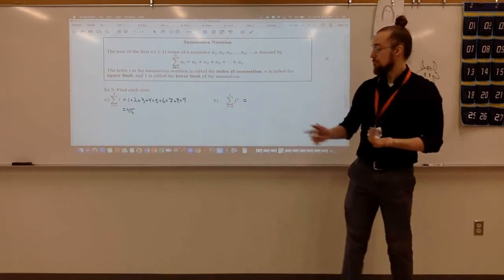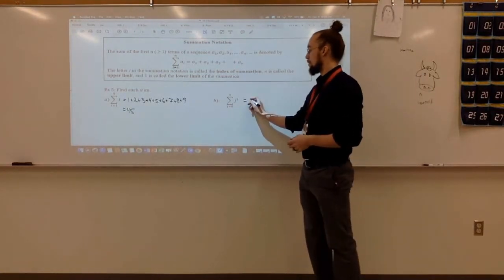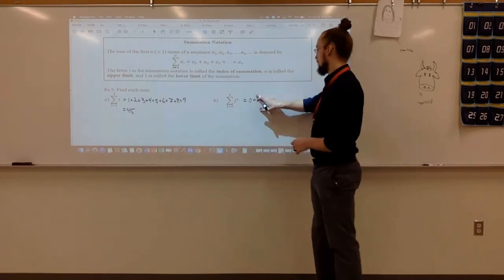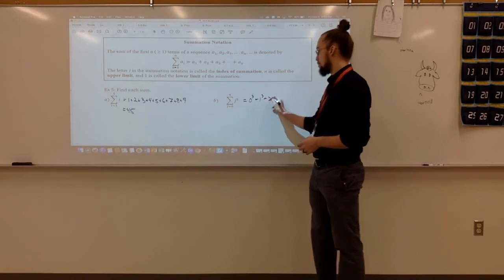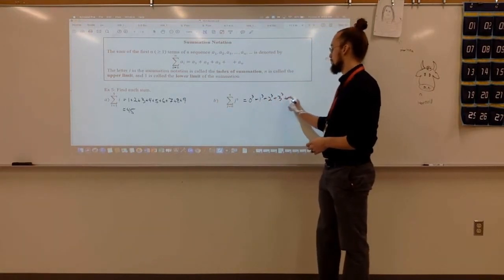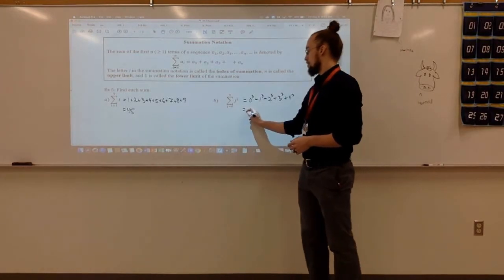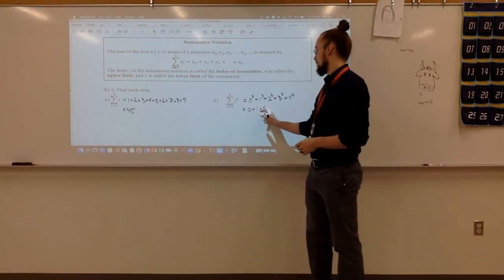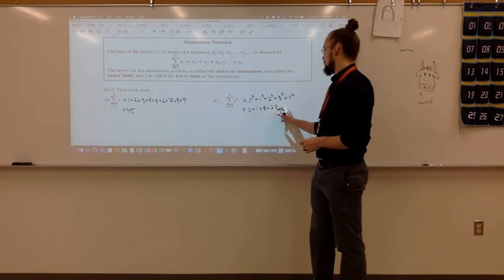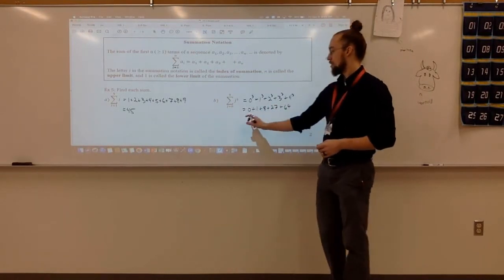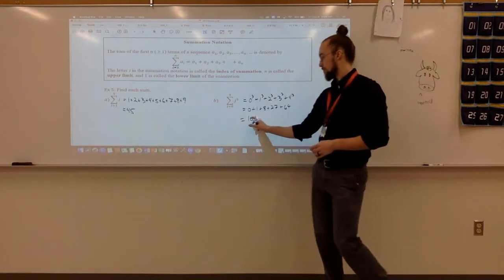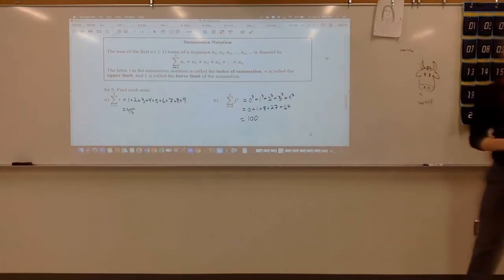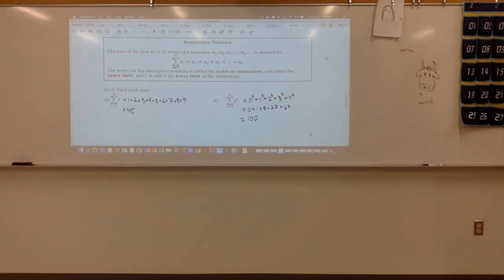For B, this is saying take all the numbers between 0 and 4, cube them, and then add them together. I can write the cubes out first: 0 cubed plus 1 cubed plus 2 cubed plus 3 cubed plus 4 cubed. So that's going to be 0 plus 1 plus 8 plus 27 plus 64. What did you say it was? Okay, so see if you can try the next two here.